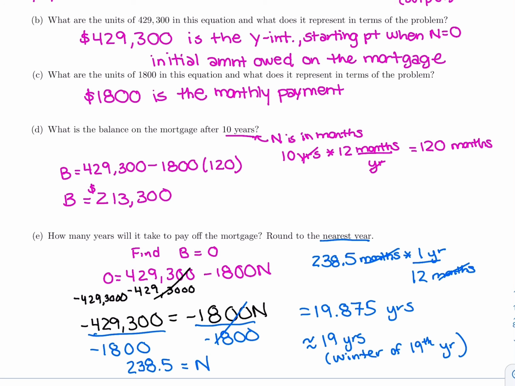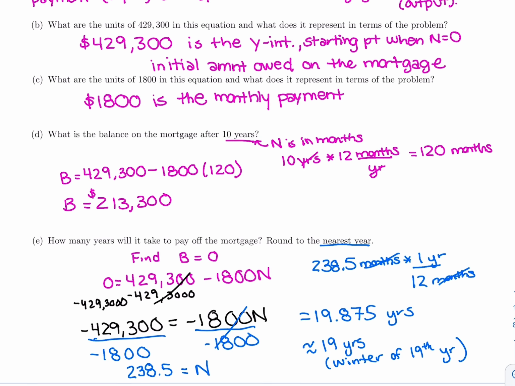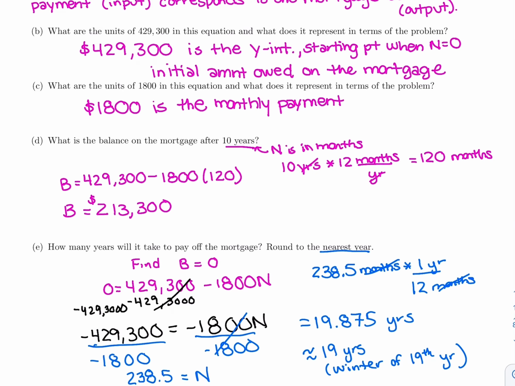So we know we didn't get there by 10, so I'm happy to have an answer that's bigger than 10. That makes sense, because at 10 years, we still have a mortgage of over $200,000. But by 19, almost 20 years later, we will have this balance down to zero and have the house paid off.